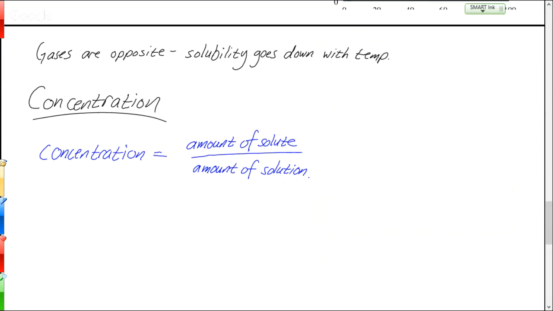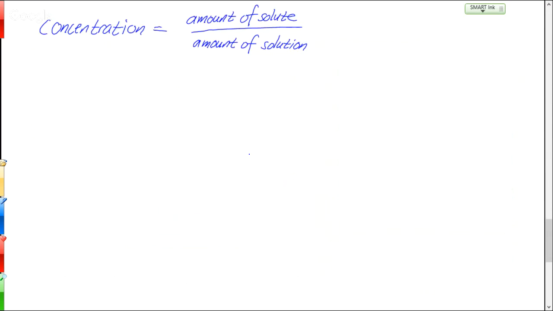Now, the actual units that we use for that vary greatly, which is why I just said amount here. So there's a whole bunch of different ways that we can define amount, what we mean by amount. And we're going to go through a couple of them, and the couple that we specifically use most often. So first, probably the easiest one is what we call mass percent.